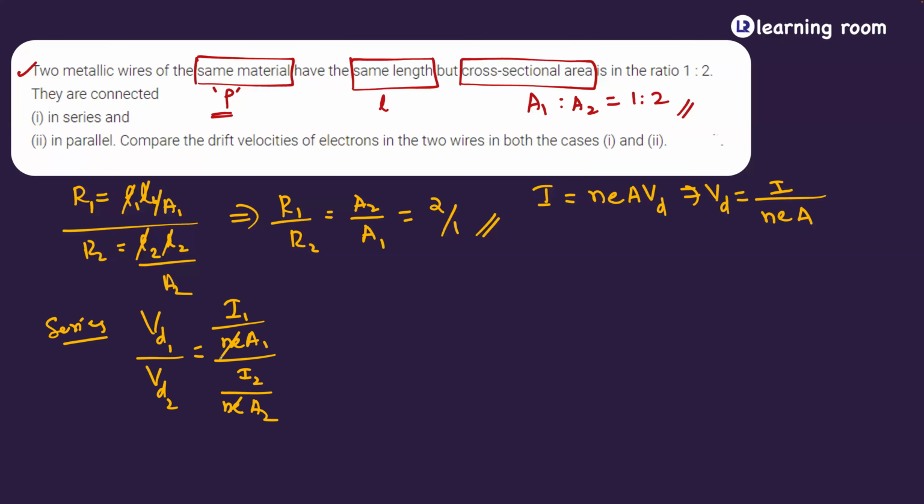What about I1 and I2 in the case of series connection? They're the same. So I1 and I2 are also going to get cancelled. So what are you left with? You are left with A2 by A1. So A2 by A1 is 2:1. So VD1 by VD2 is equal to 2 divided by 1. This is the ratio of drift velocities when they are connected in series. Okay.